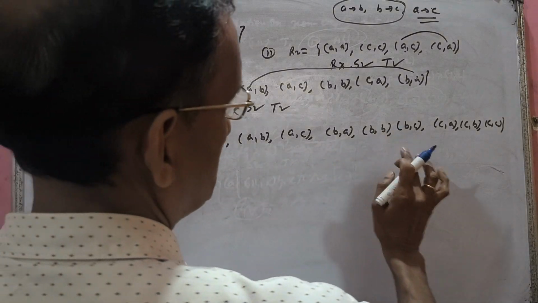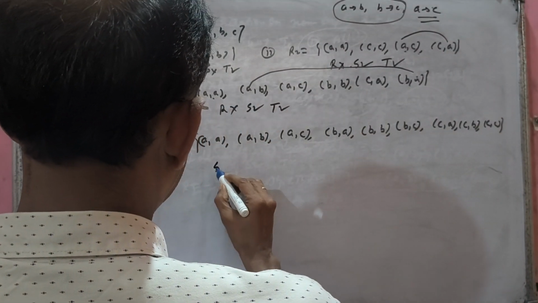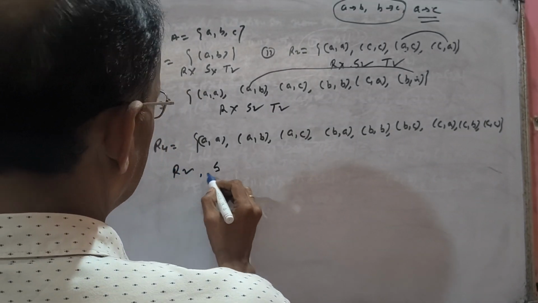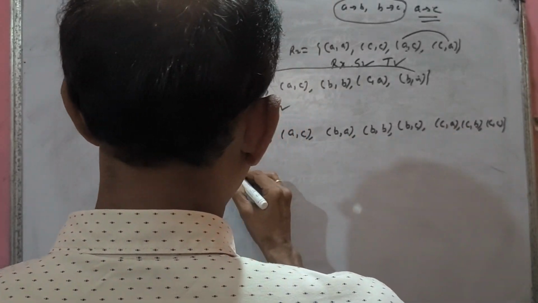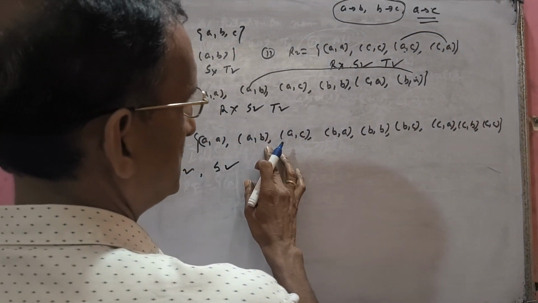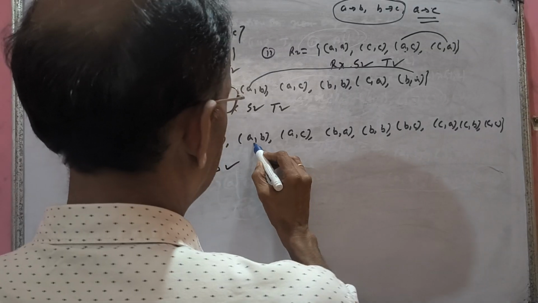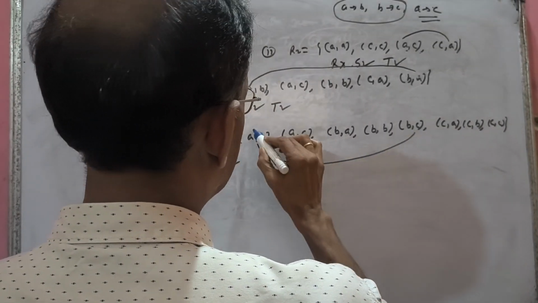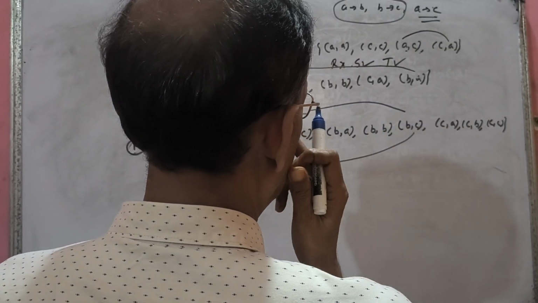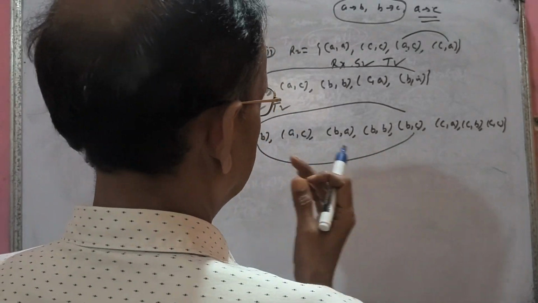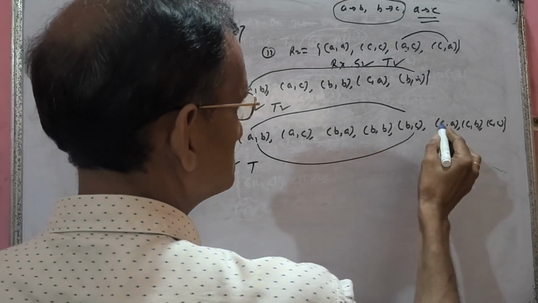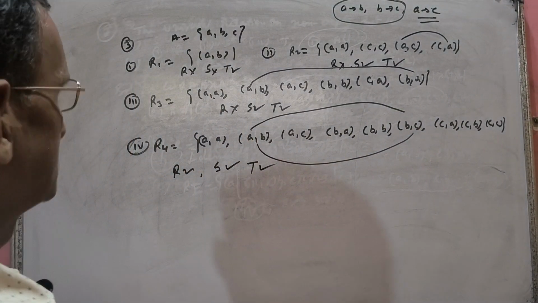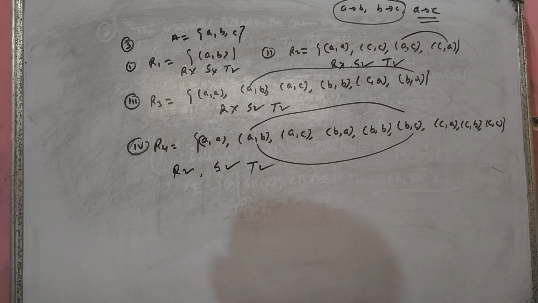Number 4. AA here, BB here, CC there, so reflexive. Symmetric: AB is there, BA is there, AC there, CA is there, so symmetric. AB there, BC there, then AC should be there. AC is there, transitive also. Understood? So this is number 4. Number 3 we have done, okay?